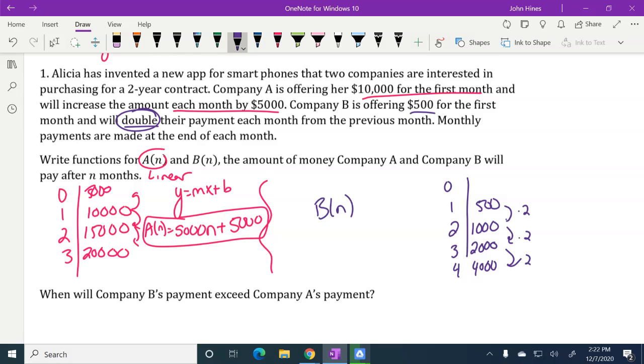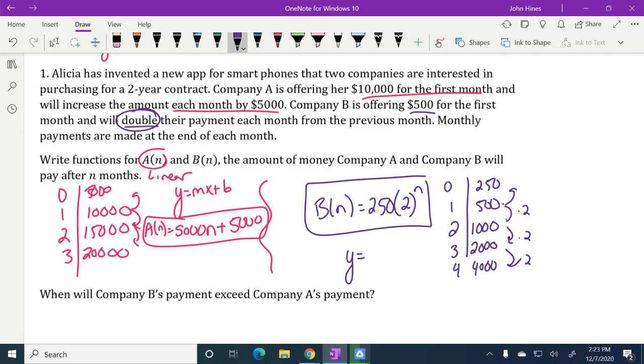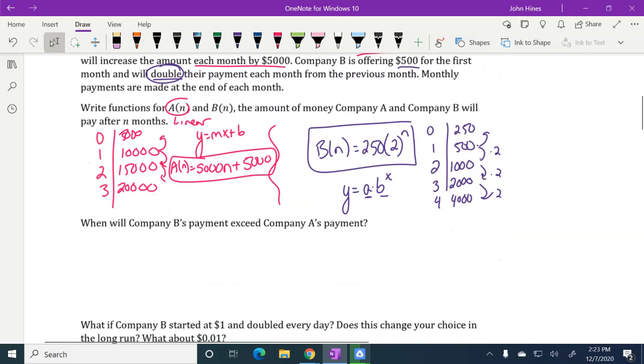So on day 0, how do I go backwards? Well, I need to divide to go backwards. So 250, I keep doubling it to the n power. Remember, exponential functions are a times b to the x. My starting amount and then my multiplier. So clearly, company A is doing better, but does company B eventually win?